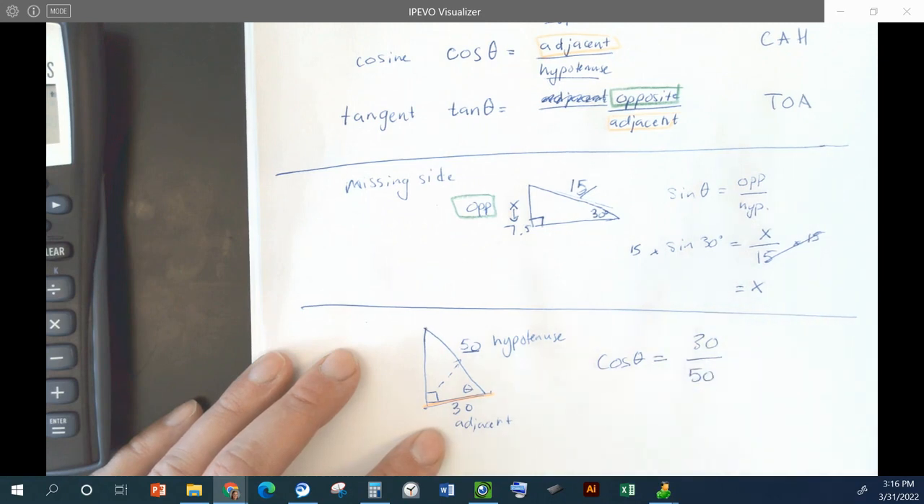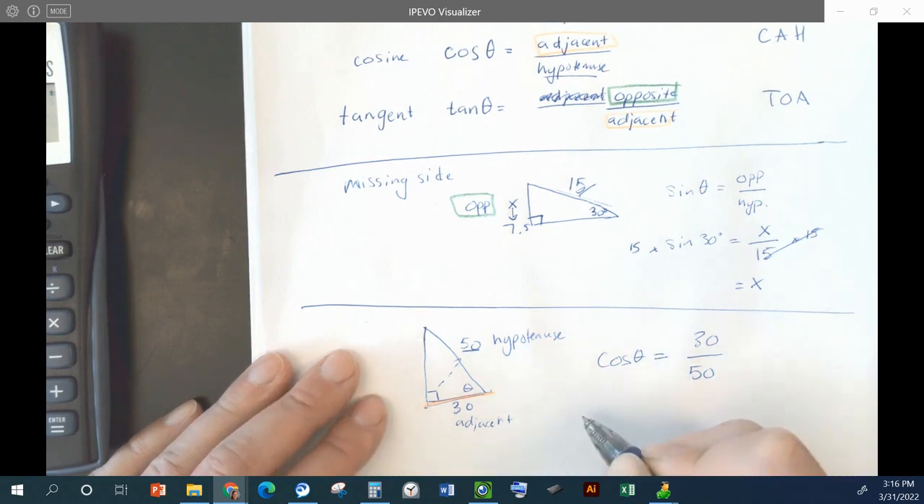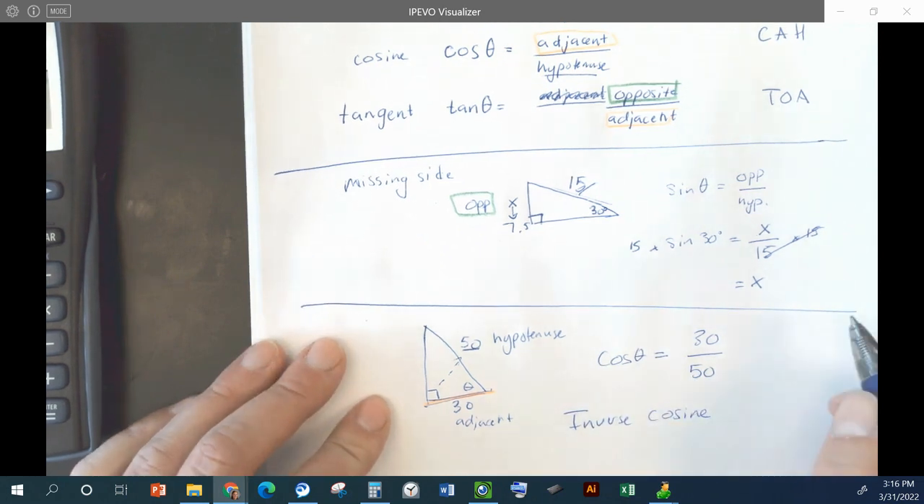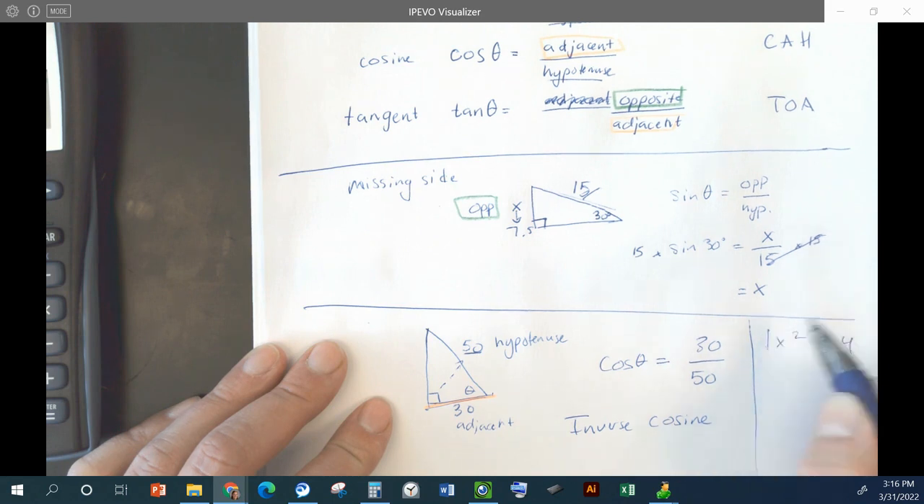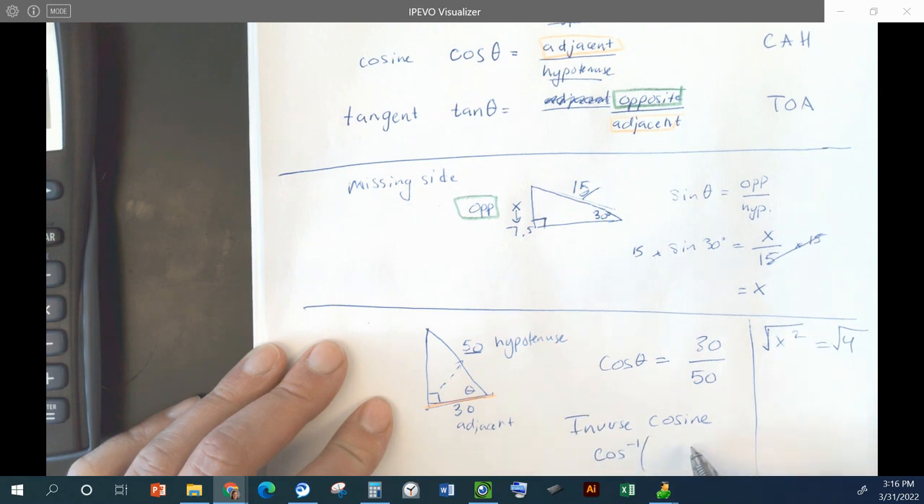So cosine of this angle, cosine of 30, gives me the adjacent side, which is 30, over the hypotenuse. Now we have to learn something called the inverse. We're going to use the inverse cosine. It's like if we had x squared equals 4, how do we get rid of the square? We have to square root both sides. That's the inverse. The inverse cosine is cosine with a -1.